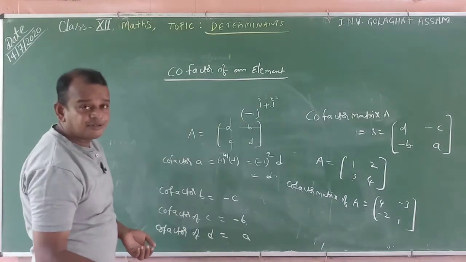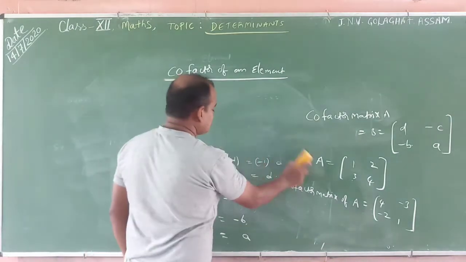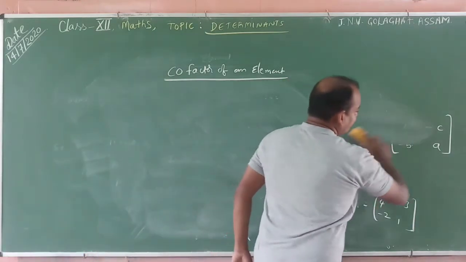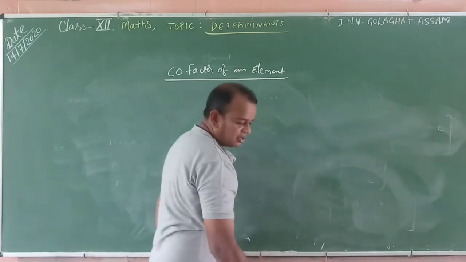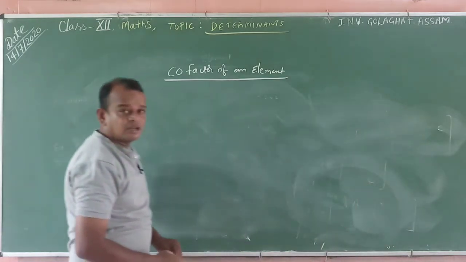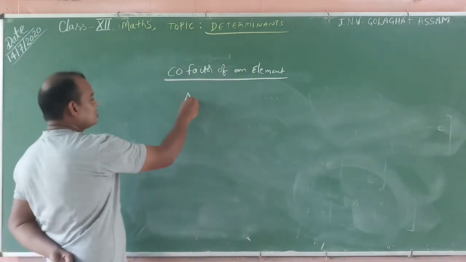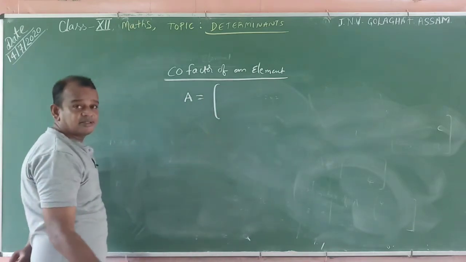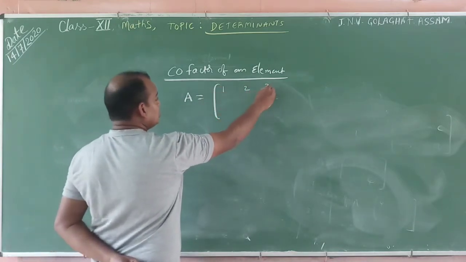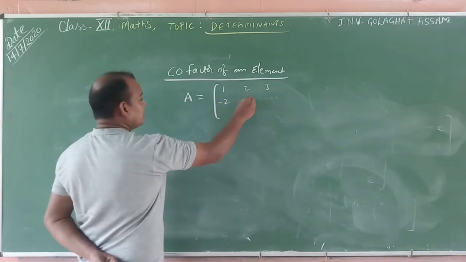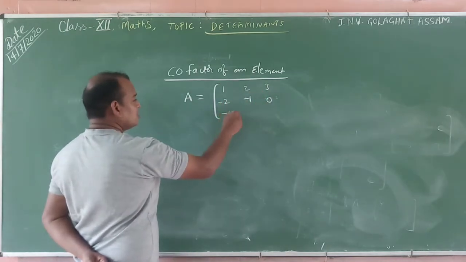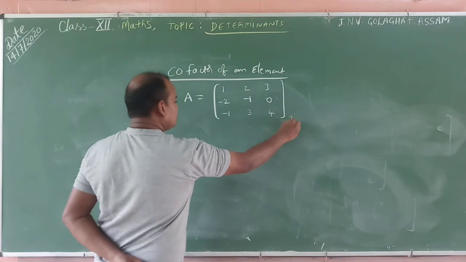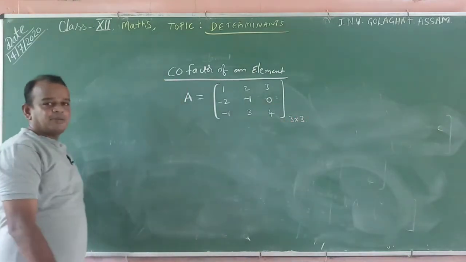Now I discuss the cofactor matrix for a 3 by 3 matrix. The given matrix is 3 by 3. How to find the cofactor matrix? Very, very important. Suppose A is equal to, now we will take a 3 by 3 matrix: 1, 2, 3, minus 2, minus 1, 0, minus 1, 3, 4, of order 3 by 3.